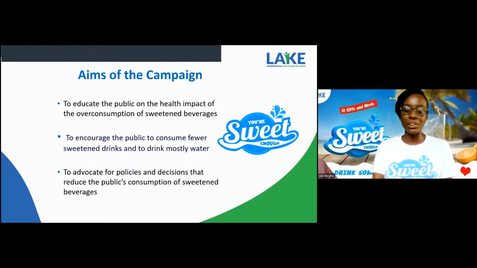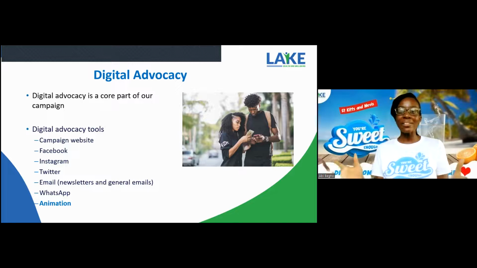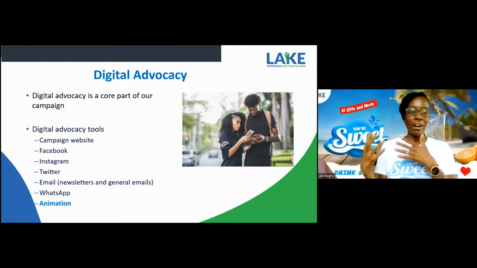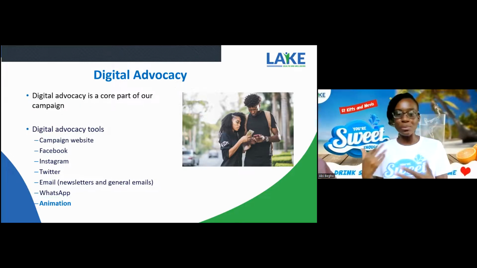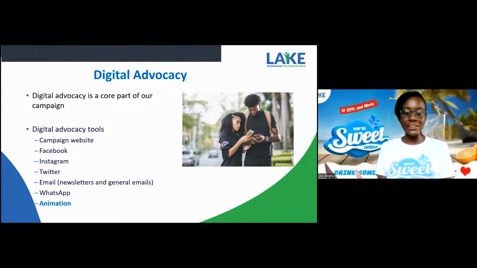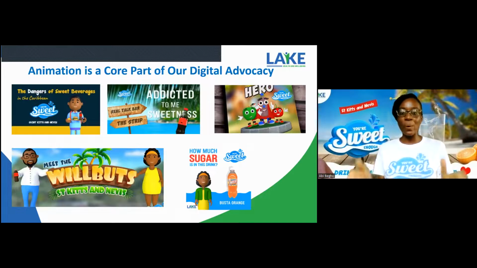consumption of sweetened beverages. Now, digital advocacy is a major part of our campaign, a very core part of it. And we use a range of different digital advocacy tools. So we use our campaign website, Facebook, Instagram, Twitter, emails. We send out a lot of emails about the campaign, WhatsApp, and of course, animation. As I said, animation is really a core part. We've developed a range of different animations really to try and educate the public around sugar-sweetened beverages.